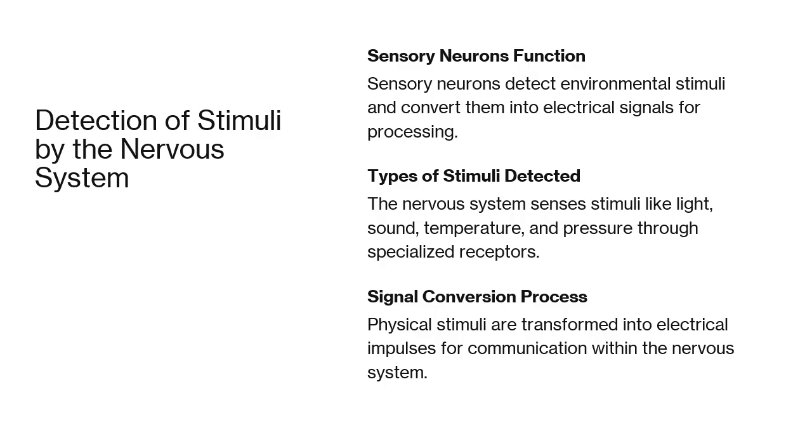And so when we're talking about detection of stimuli, the nervous system detects various stimuli such as light, sound, temperature, and pressure through specialized sensory neurons that convert physical signals into electrical impulses. So we may have sensory neurons that are picking up different types of stimuli, and they're going to basically turn that stimuli into electrical impulses, which can travel through the nervous system.